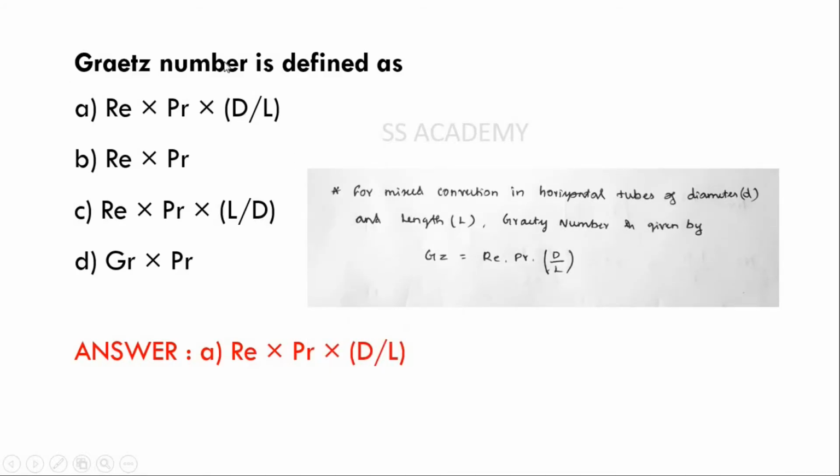So first, what is the Graetz number? Where we are applying this concept is for mixed convection. Okay, for mixed convection, it means both free and forced convection in a horizontal tube of diameter capital D and length L. The Graetz number is defined as Gz equal to Reynolds number into Prandtl number into D by L. So the Graetz number we are applying in mixed convection heat transfer in a horizontal tube, right?